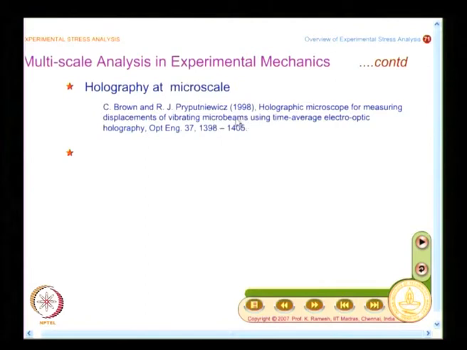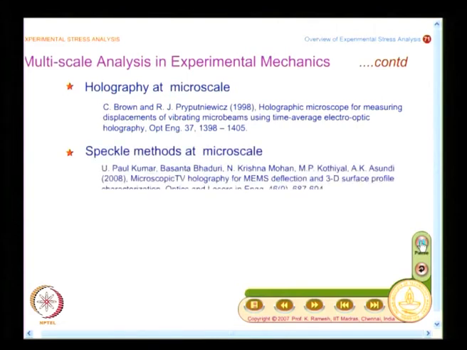So, micro beams, all these have become important from nano level studies now. People are going in for miniaturization. So, you have to find out whether these components are stable at those scales. And speckle methods, you have U. Paul Kumar and others, published in 2008. It is published in Optics and Lasers in Engineering, you could abbreviate it as OLEN.